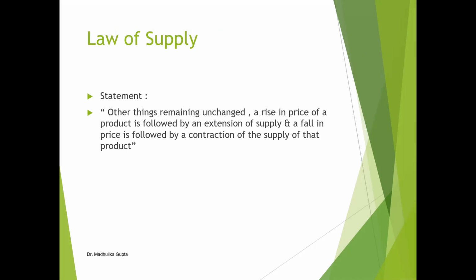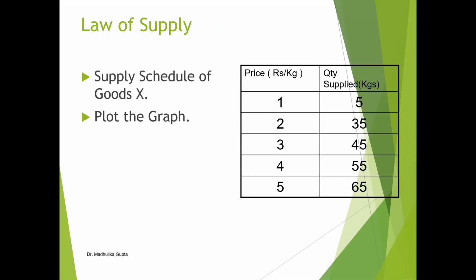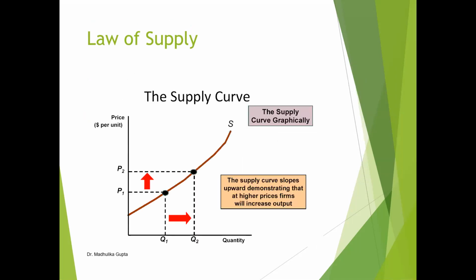Let's understand with the help of a schedule. If you can see, the price is rising, supply is also rising. That means with the rise in price, quantity supplied rises, and with the fall in price, quantity supplied falls, right? So when we see the graph, the graph slopes upward, demonstrating that at higher prices, firms will increase the supply. That means when the price rises from P1 to P2, the quantity supplied rises from Q1 to Q2, right?